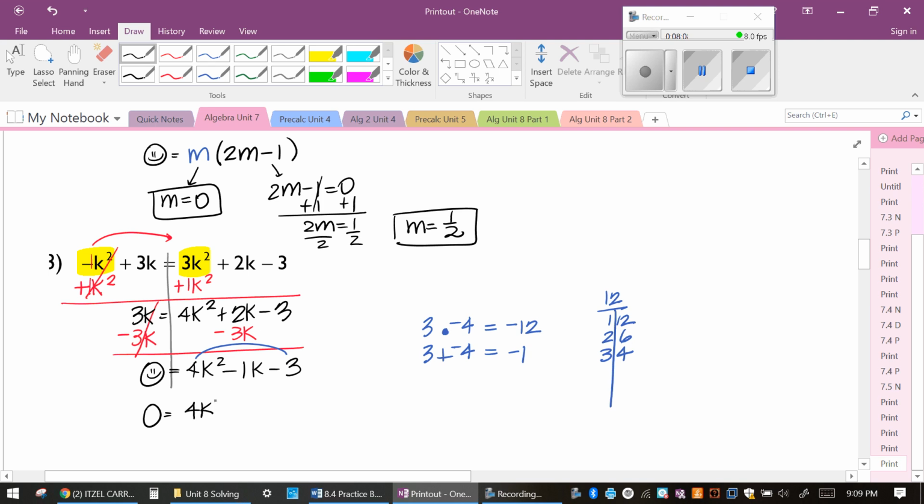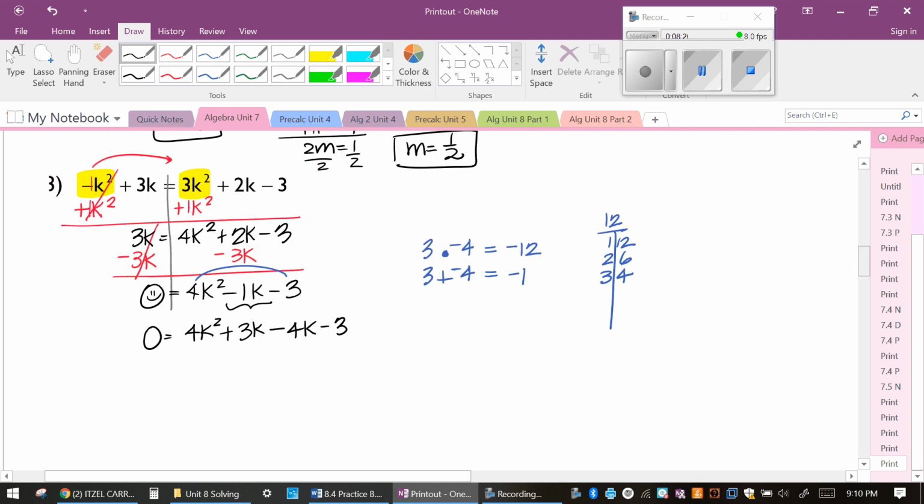Okay, I'm going to split the middle here because the leading coefficient is not 1. I'm going to separate the negative 1k into a positive 3k and a negative 4k. So notice these two are the same as negative 1k. If I wanted to combine them, I could.